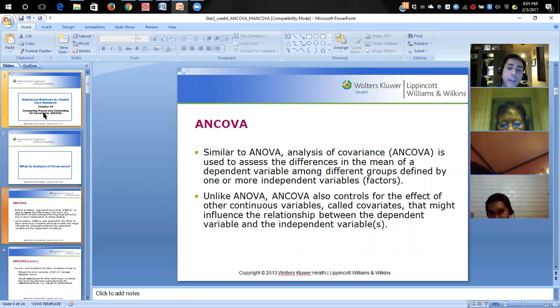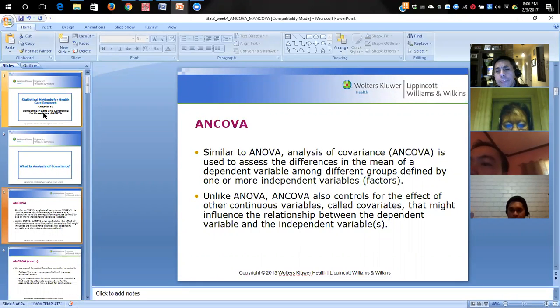Unlike ANOVA, ANCOVA also controls for the effect of other continuous variables, called the covariates, that might influence the relationship between the dependent variable and the independent variable, so the DV and the IV. We don't do ANCOVA if we don't see a correlation. So that's a prerequisite in ANCOVA, all right?